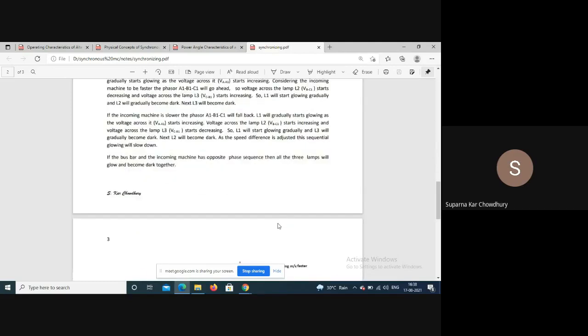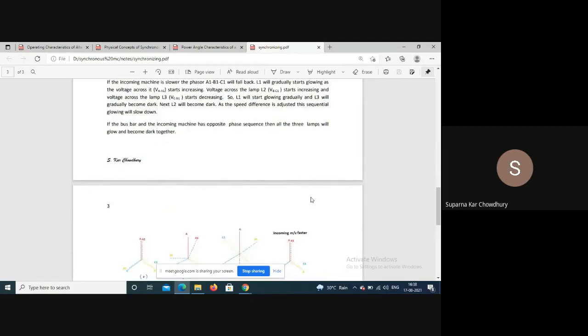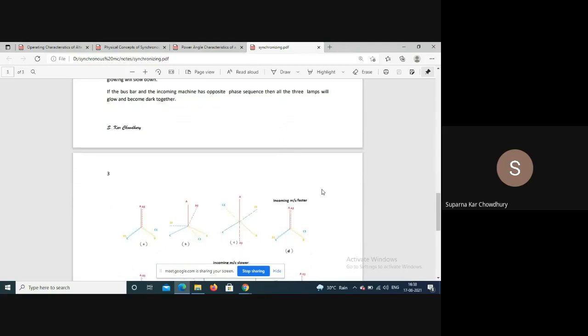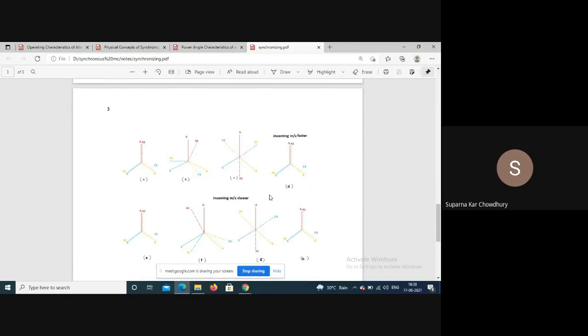and the bus bar. Now, another thing that has to be ensured is whether the bus bar and the incoming machine have the same sequence. Now, in the previous figure, I have assumed that the sequence is the same, but let us see what happens if the sequence is not the same. Let us start from this figure, that is A1 is coincident, and CB1 and BC1 are coincident. Then what happens if the sequence is not the same?